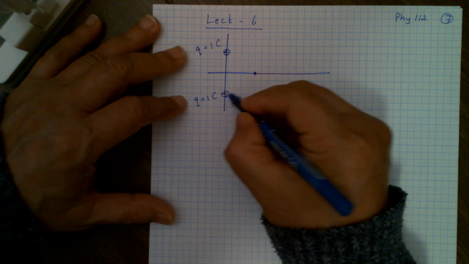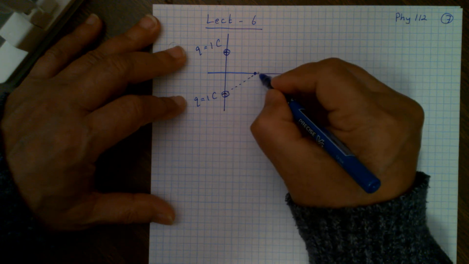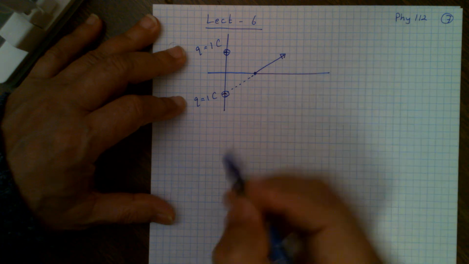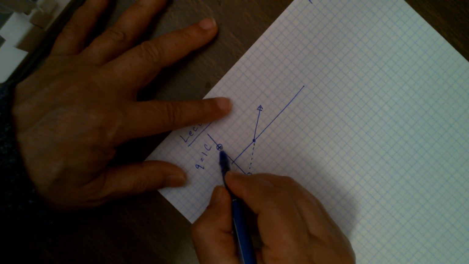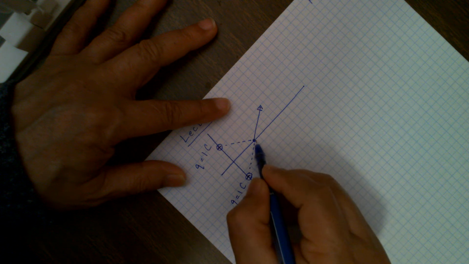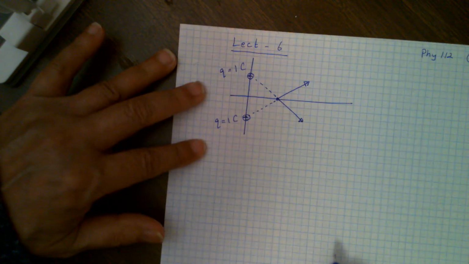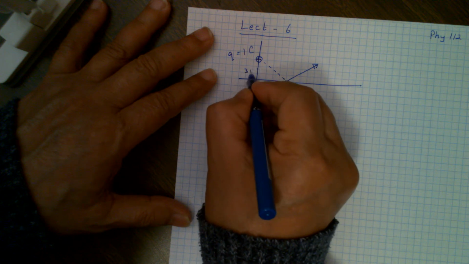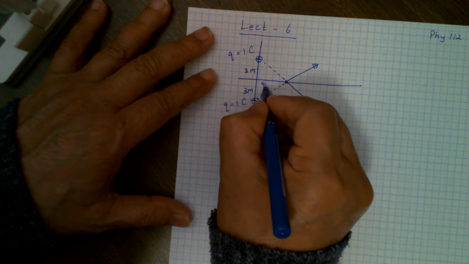Coming from this positive charge, we know that the direction of the electric field is away from the charge. And for this one, the direction of the electric field will also be away from the charge. Alright? Because this is 3 meters, this is 3 meters, I'm using it so that it's easy, and this is 4 meters.